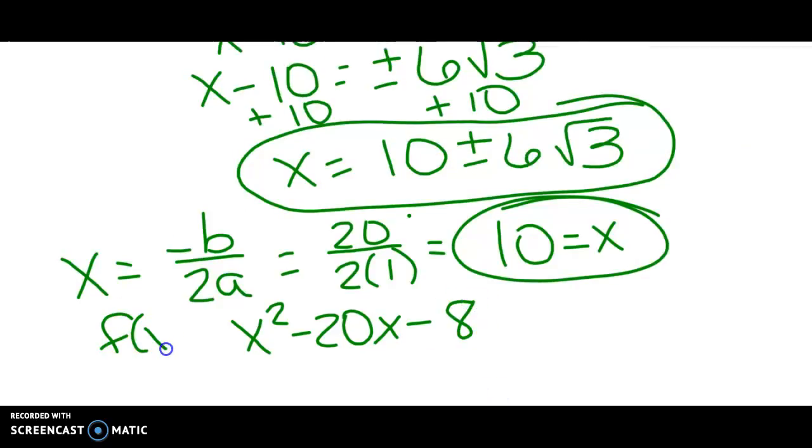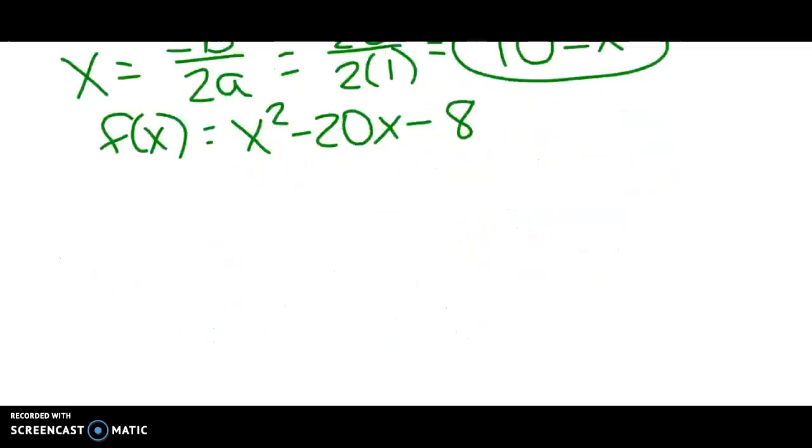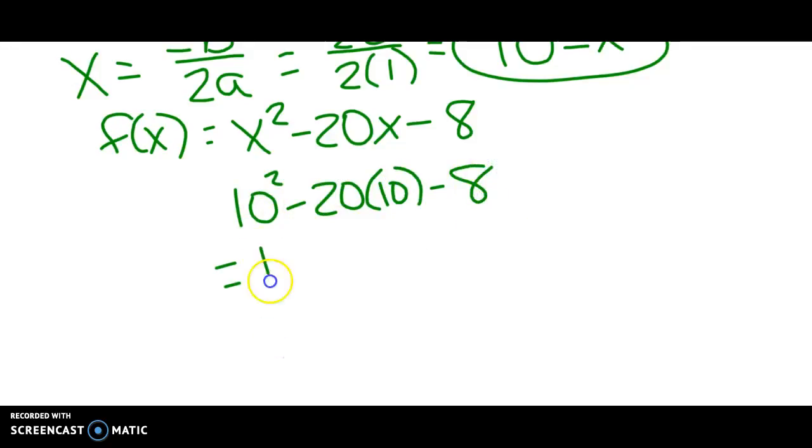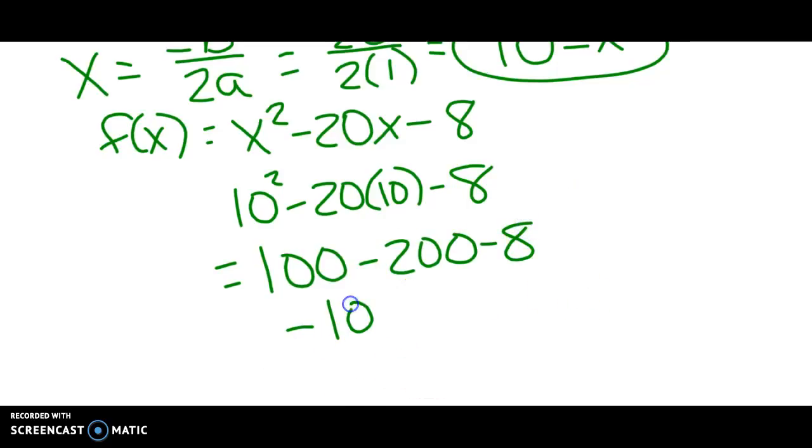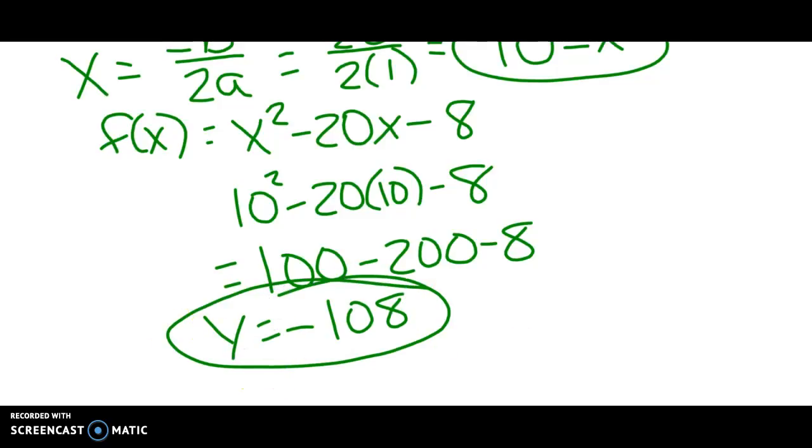And we're going to find our f of x or our y. All right, so now we're going to put in 10 squared minus 20 times 10 minus 8. And that should come out to be 100 minus 200 minus 8. So it's equal to negative 108. That is your y value of your vertex. You've got to put that in there, or I took off 2 points.